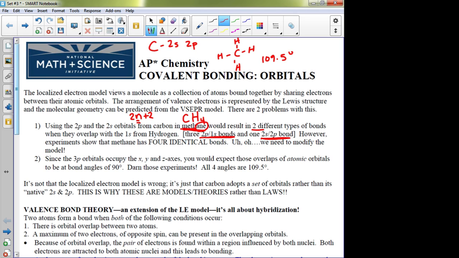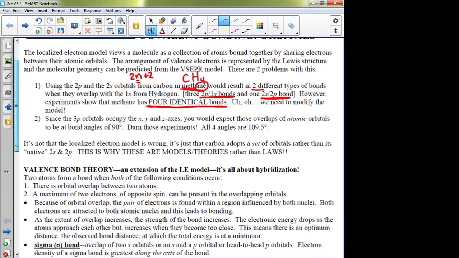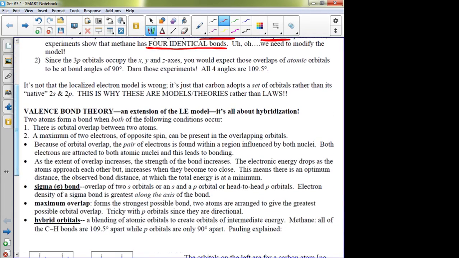However, when we do experiments, it is shown that methane has 4 identical bonds. So that means something's up with our model. Okay? Something's up that we can't explain, so we go into the valence bond theory. And the valence bond theory is all about hybridization. So let's talk about what a hybrid is. What is a hybrid?